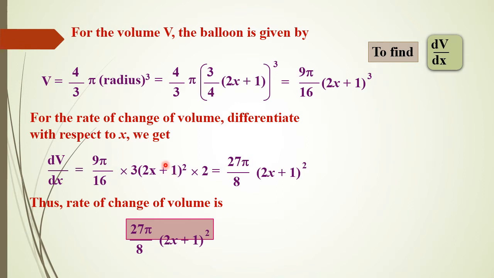Now we have differentiated the term only for power 3. Then afterwards the base is 2x plus 1: 2 you keep as it is, x differentiation will be 1, 1 into 2 is 2, 1 differentiation is 0, 0 plus 2 is 2. Therefore that 2 is written here. Then simplify this full term. After simplifying, you will get 27 pi divided by 8 into 2x plus 1 whole raised to square. This is the rate of change of volume with respect to x. This is the final solution of the given question.